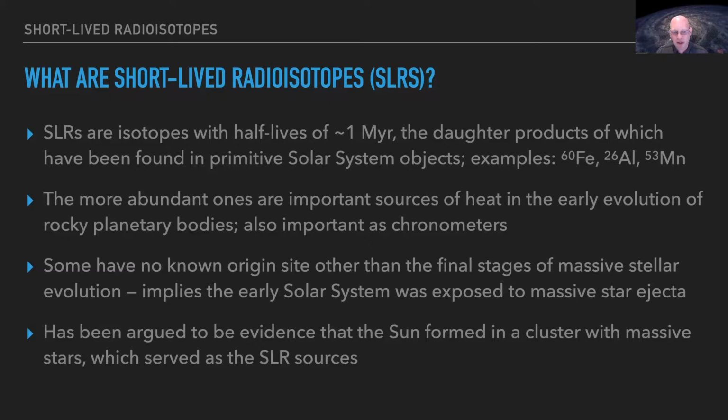Now, some of these have no known origin sites other than the final stages of massive stellar evolution, which implies that the early solar system was exposed to massive stellar ejecta. This has been argued to be evidence that the sun formed in a massive cluster, or in a cluster that contained massive stars, in order for there to be supernovae around that could serve as the sources of short-lived radioisotopes. Let's look at this in the galactic context again.